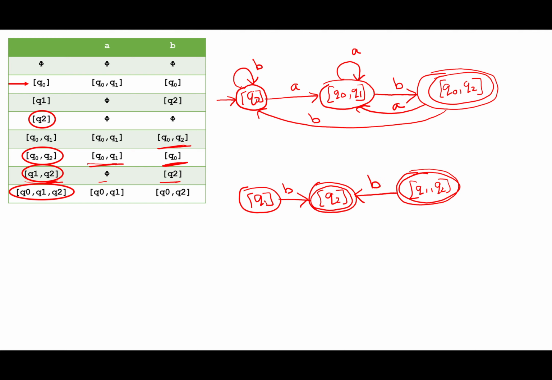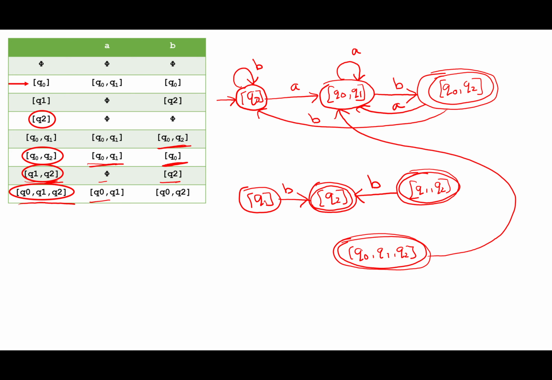So it is B. Then the third last state. I'm taking the last state here, Q0, Q1 and Q2. This is also a final state. So Q0, Q1, Q2 comma A is Q0, Q1, and we can represent it like this. It is A. Then Q0, Q1, Q2 comma B is Q0, Q2, and it is B.